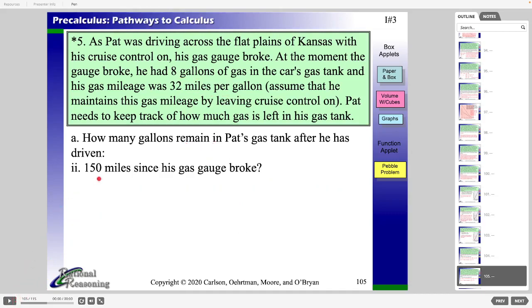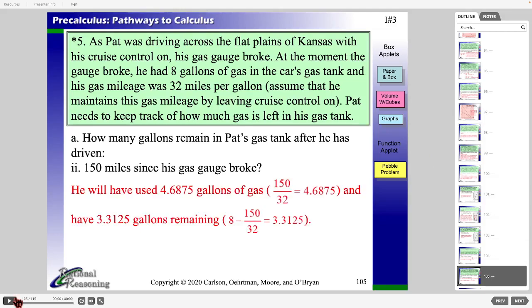Okay, same thing after 150 miles. Well, you have to take the 150 miles divided by the 32, and then whatever that is, that's how much has been used. You have to subtract that from the 8 gallons, because again, what you're interested in is not necessarily so much how much you've used, but how much you have left, so that you don't run out. So you used up 4.6 gallons. You still have 3.3 remaining. So you might want to think, how far can I go with these 3.3 gallons? What you'll see is we'll end up multiplying by 32 instead of dividing by 32.